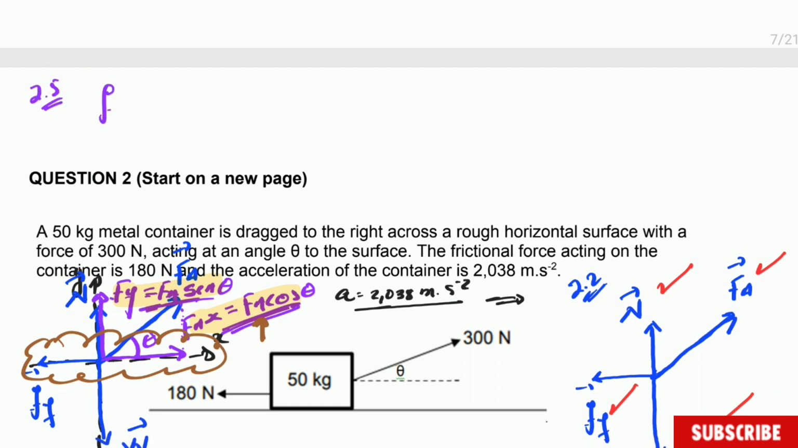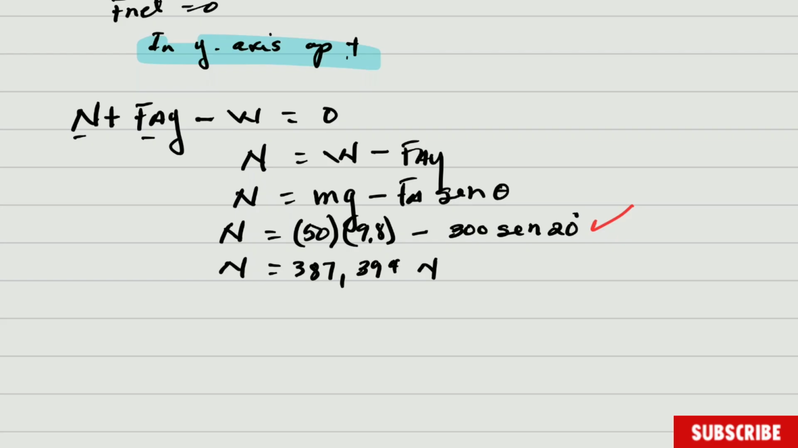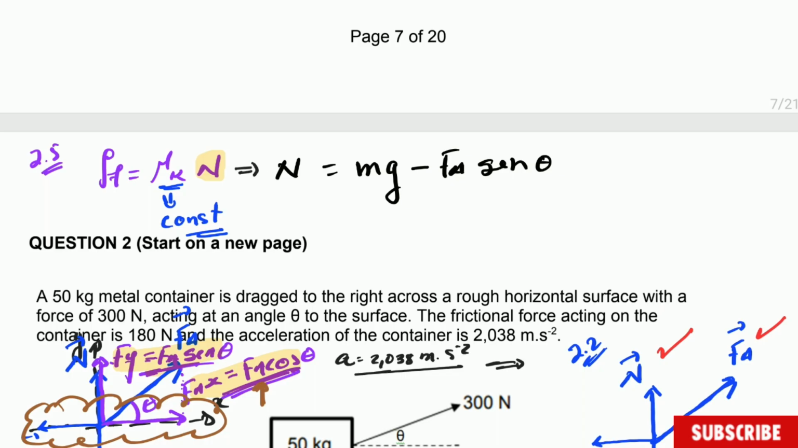Now frictional force is equal to kinetic coefficient of friction we just calculated multiplied by normal. Now, important here, the kinetic coefficient of friction will stay constant. No matter what, it stays constant. It's only changed if the surface is changed. The normal force, if we go back to the calculations, we can see that this is equal to the subtraction of weight minus the applied force in y. So we have it here. Normal is equal to weight minus applied force in y.